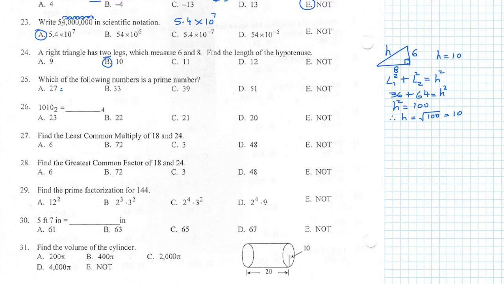Question 25. Which of the following numbers is a prime number? So 27 clearly is not a prime number. It has factors such as 3, 9, in addition to 1 and 27. 33 also has factors 3 and 11. 39 has factors 3 and 13. 51 also has factors 3 and 17. So none of these four numbers are prime. So the answer clearly is E.